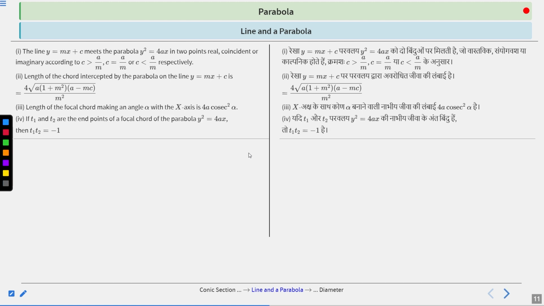If t1, t2 are the end points of a focal chord of the parabola y² = 4ax, then t1t2 will be equal to −1, right? You have to keep this in mind.